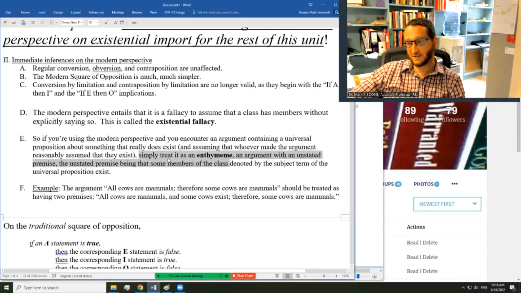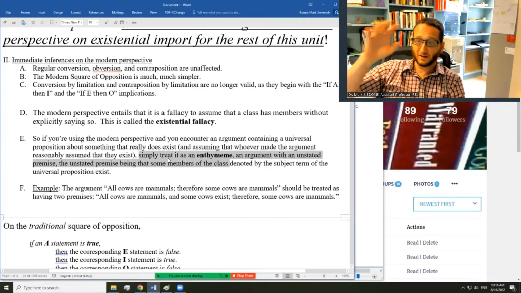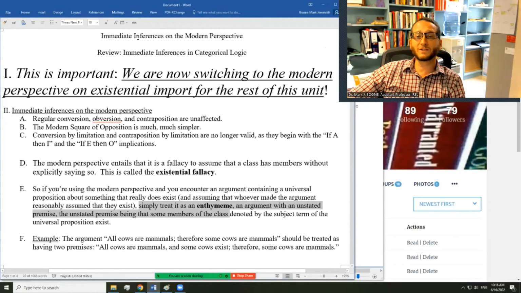They have an argument with an unstated step. Draw out the unstated step. State when you formalize the argument, this thing exists, and then test the argument for validity accordingly. Now, this video was to switch to the modern perspective to say what needs to be said about immediate inferences on the modern perspective, which has now been said. And then we can review this in the last 3 videos with the following summary.